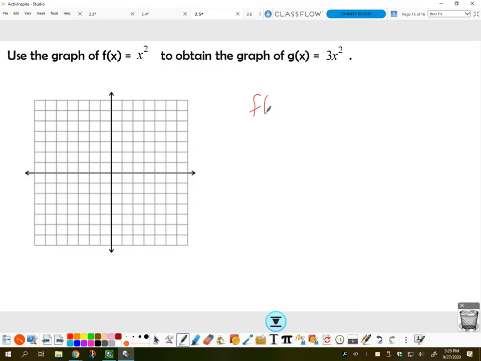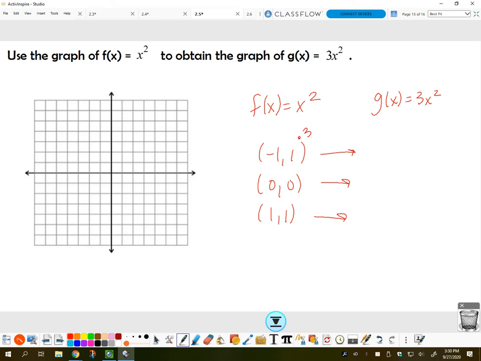All right, so for x squared, we know -1, 1, 0, 0, and 1, 1 are points. We are trying to figure out what 3x squared looks like. You have times 3 on the outside, so you're going to times the y's by 3. And so you just get a tall, skinny parabola. Pretend like I went through those dots.